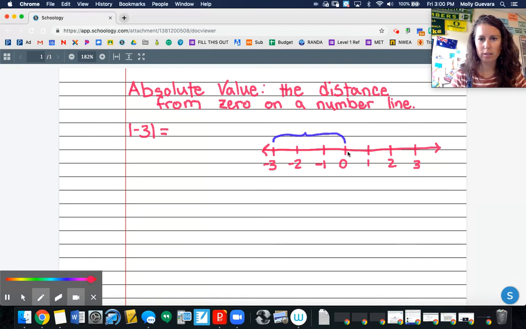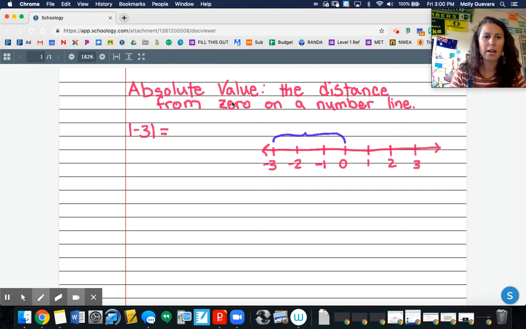And when I count, there's 1 unit, 2 units, 3 units. So it's 3. So distance can never be negative. Even if you're going backwards, you never say, oh, I went -8 miles to school today. Distance is always positive. So the distance from 0 to -3 is 3 units. So hopefully that is making sense why it's always positive. Same thing if I take the absolute value of 4. These little bars are the absolute value bars. So 4 is out here. What is the distance from 0 to 4? Well, it's 4 units. So that's why it's positive.